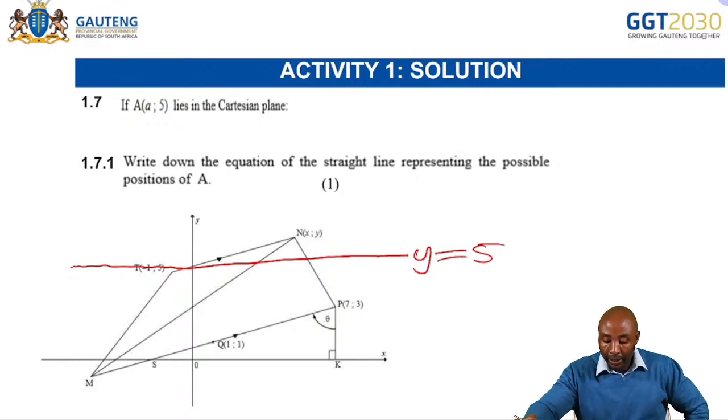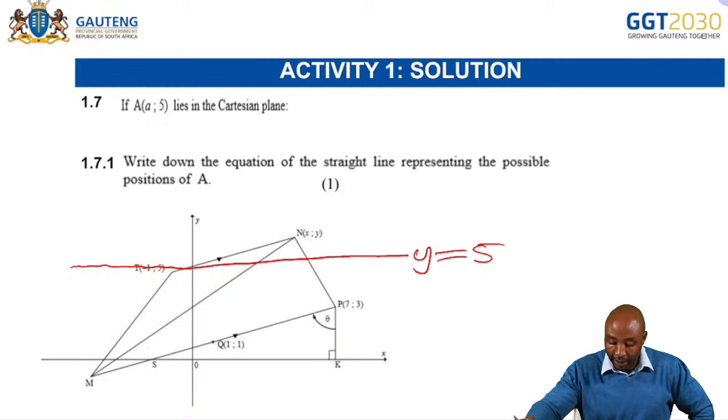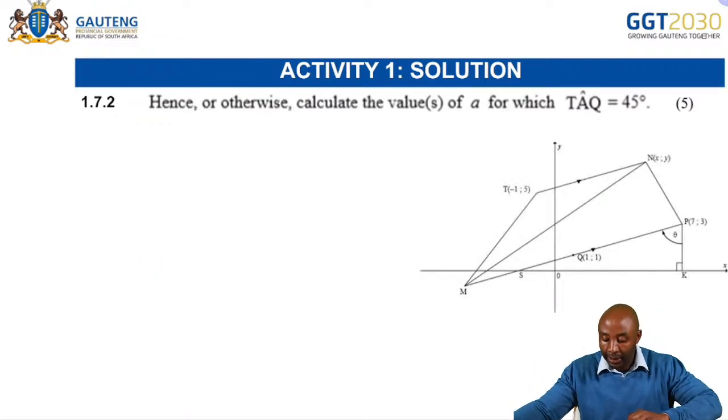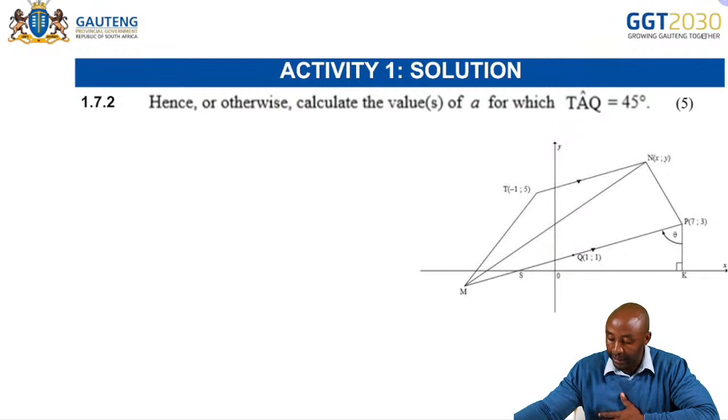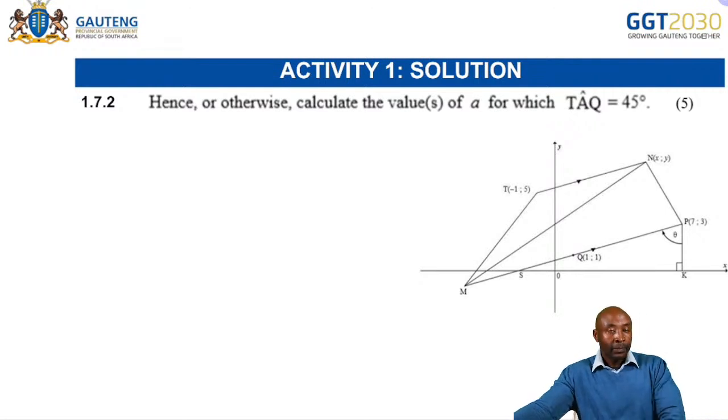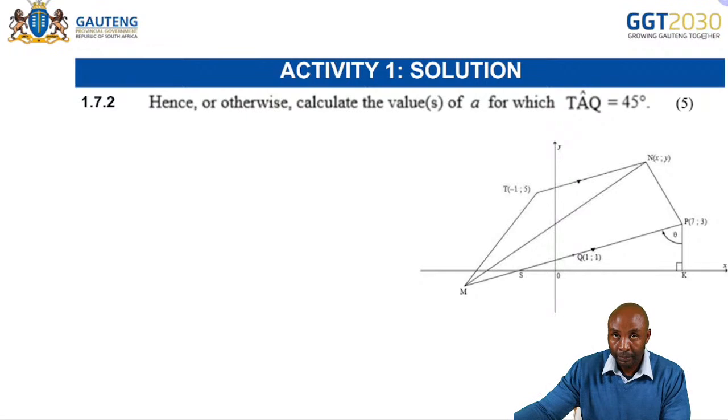And we shall move on to 1.72. I'll give you some time to do that. I'll give you about 3 minutes to think about it, and you will answer it after. Please take note that point A has coordinates A and 5. We should remember that point because we need it for 1.72. Now it says, hence or otherwise calculate the values of A for which TAQ is equal to 45 degrees. I've assisted you with 1.71. This one should be easier to do. I'll give you 3 minutes to work on it.